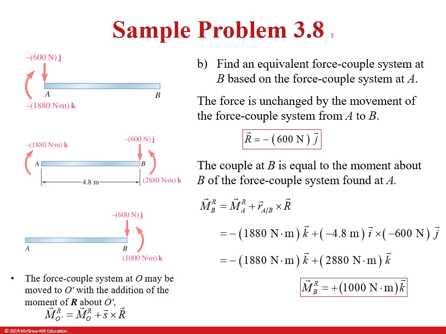Oh, here it is. So, yeah, this is just reminding you, right? The force couple system at O may be moved to O prime with the addition of the moment of R about O prime, right? So that's all we did here. We moved it from A to B, O to O prime, by just adding the original moment to this new moment that's generated by the position vector crossed with the force vector at the new position.